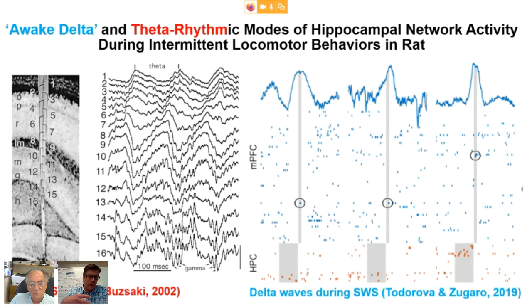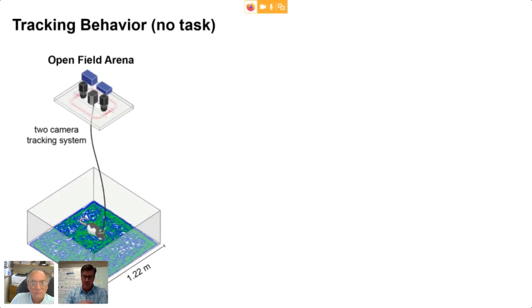So you have an awake version and a sleep version. There are differences in frequency band that I'm going to talk about. But first of all, let me give you a sense of what our setup was. We are recording local field potentials. Everything I'm going to talk about today is local field potential.